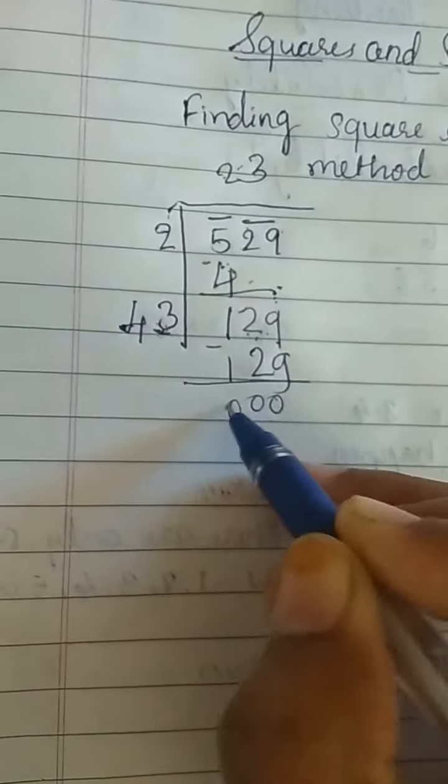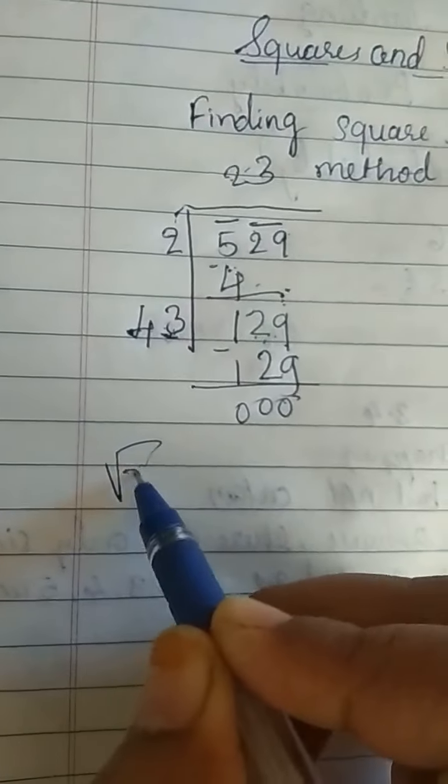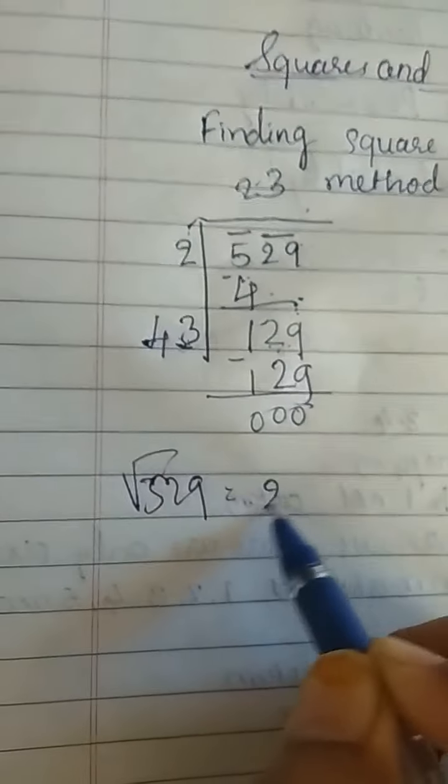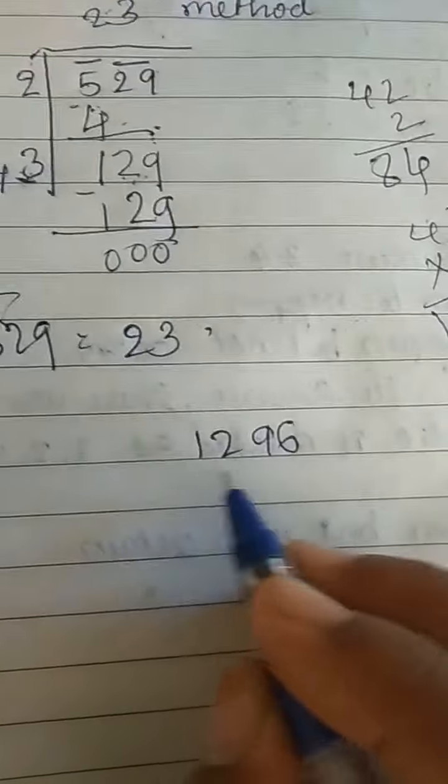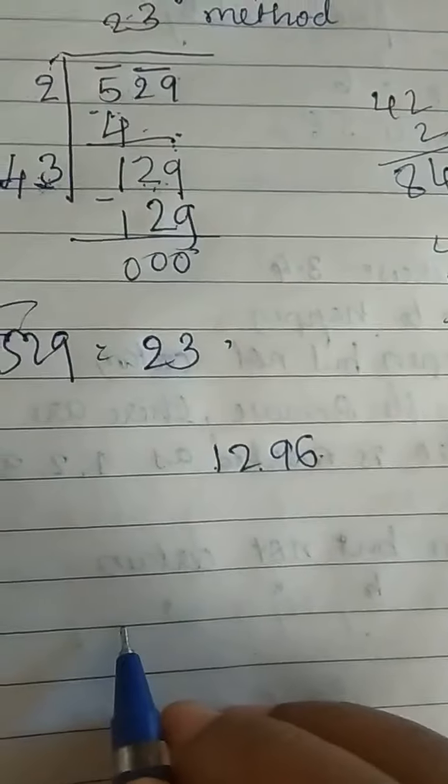Subtract it, we will get 0. Then the square root of 529 is equal to 23. We have to find it like this. Consider one more example, 1296.